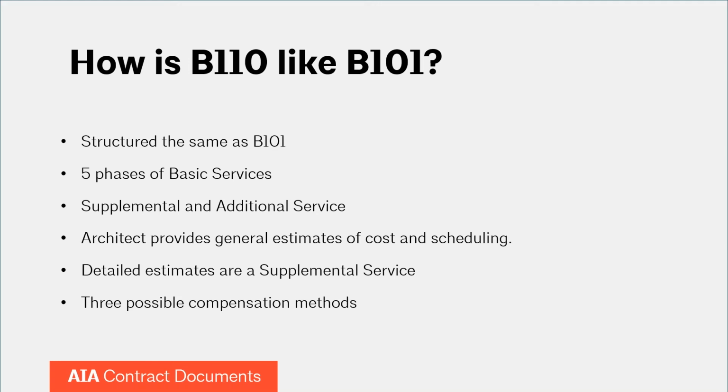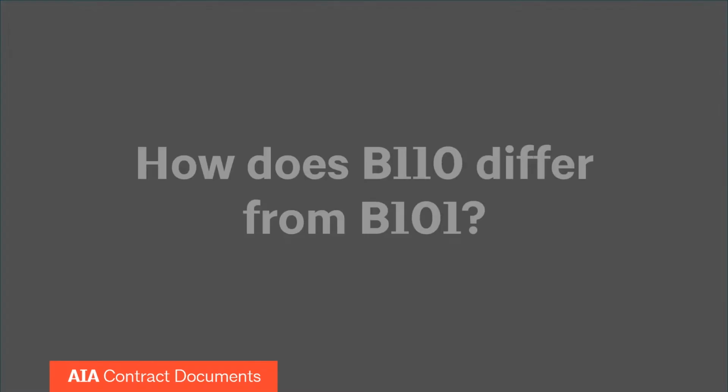Like B101, the B110 offers a variety of compensation methods, including stipulated sum or a percentage of the value of the work, or other, prompting the architect to insert another method such as an hourly rate, or a hybrid where, for example, an hourly rate for schematic design may be followed by another method of compensation for the next 4 phases. While the architect provides general estimates of cost and scheduling, detailed estimates are a supplemental service.